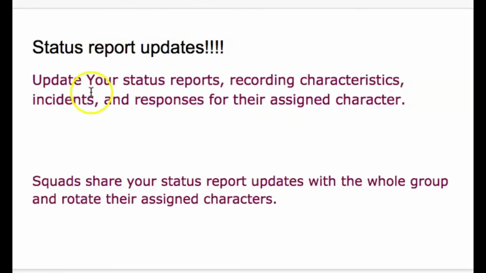I also want you guys to update your status reports. You should have this document already in your drive because you've already been using it. I want you to record characteristics and incidences and responses for the characters that are on the status report. Share your status reports into the document that is online. For those of you who are at home doing this exercise, you do need to have a status report for each of the slides and for each of the characters.